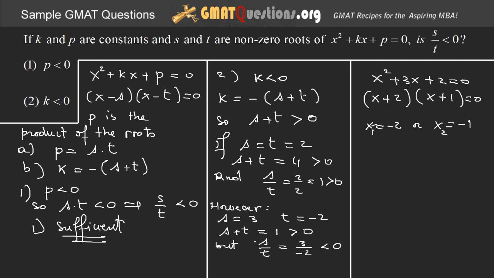So as you can see, in one case, the quotient is greater than 0. In another case, the quotient is less than 0. And in both cases, we did respect statement number 2, k less than 0, which means s plus t greater than 0. So as you can see, number 2 is not sufficient.